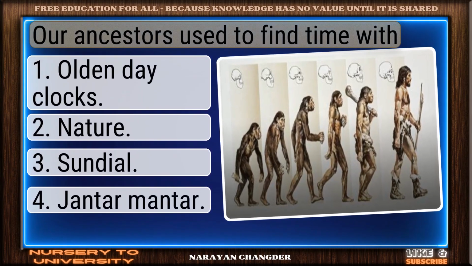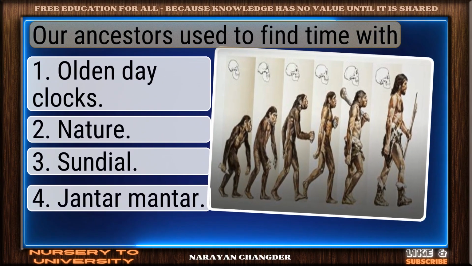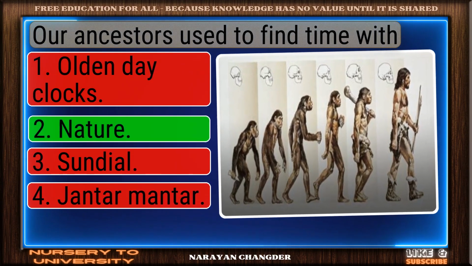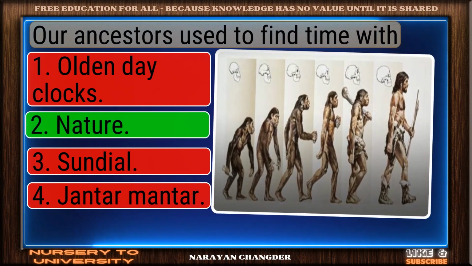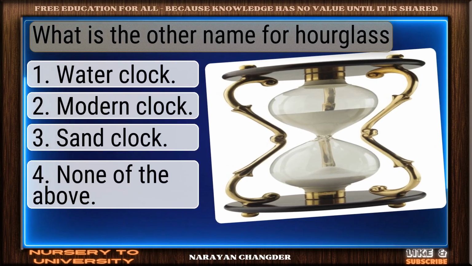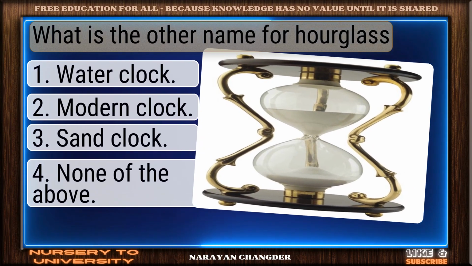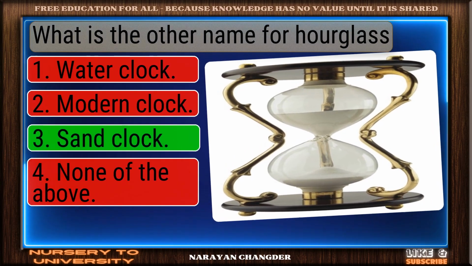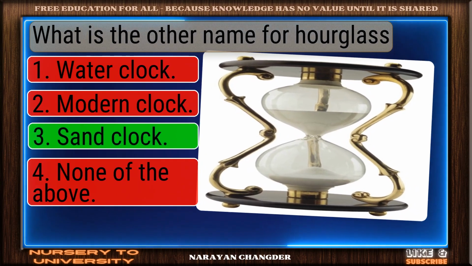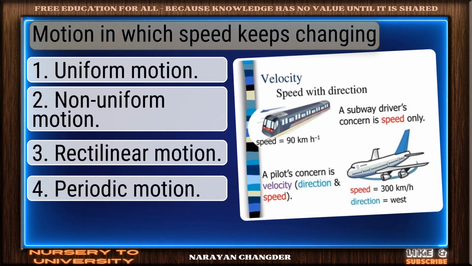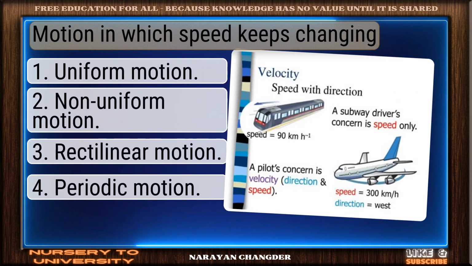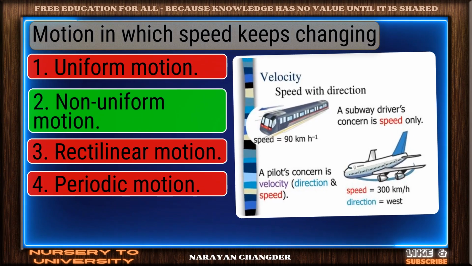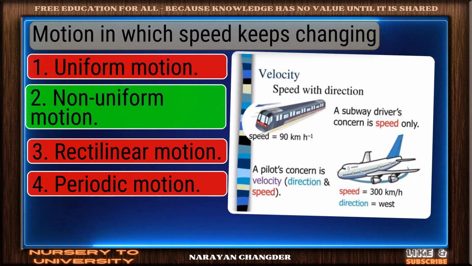Question number 131. Our ancestors used to find time with. Exactly. Nature makes sense, and it is the right choice. Question number 132. What is the other name for hourglass? Well picked. Sand clock is the correct answer. Question number 133. Motion in which speed keeps changing. Great thinking. Non-uniform motion is the right choice.